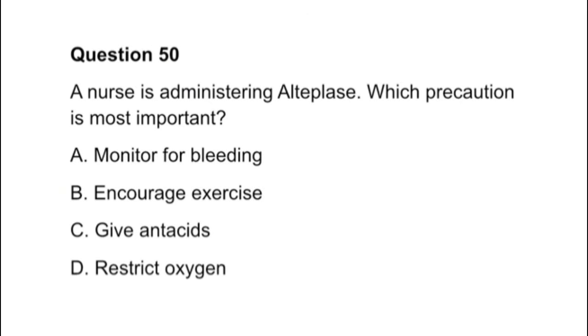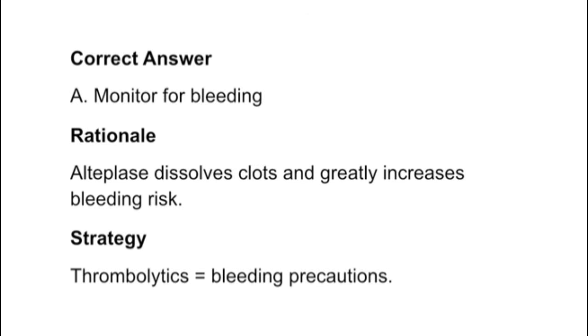Question 50. A nurse is administering alteplase. Which precaution is most important? A. Monitor for bleeding. B. Encourage exercise. C. Give antacids. D. Restrict oxygen. Correct answer: A. Monitor for bleeding. Rationale: Alteplase dissolves clots and greatly increases bleeding risk. Strategy: Thrombolytics equals bleeding precautions.